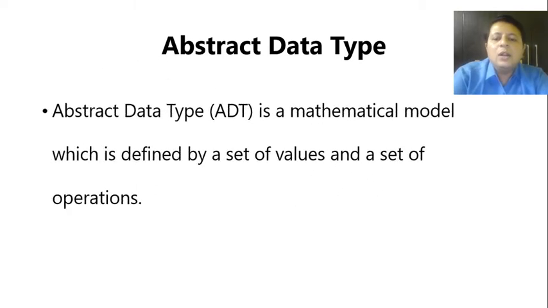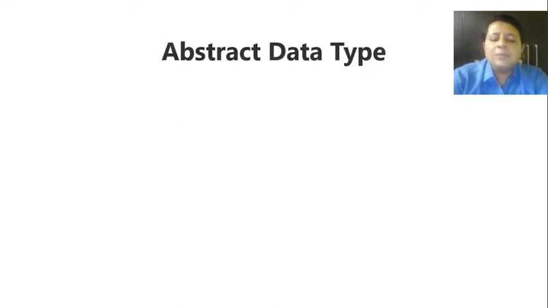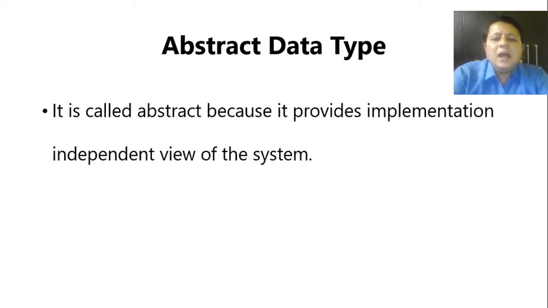So ADT is a mathematical model which is defined by a set of values and a set of operations. That's what I said: storage and operations. Why is it called an abstract data type? It is called abstract because it provides an implementation independent view of the system.